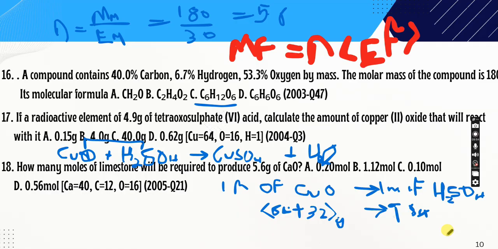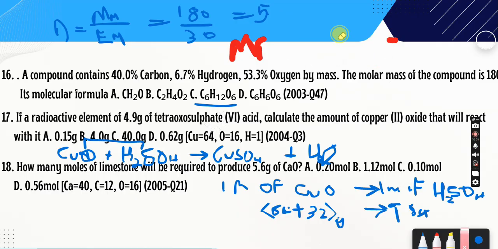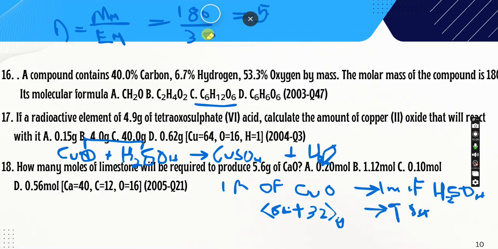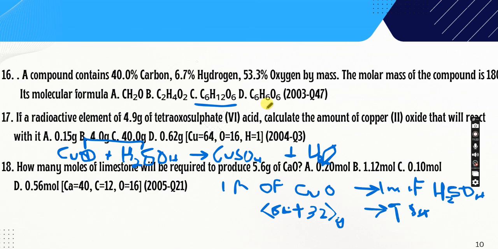So we can use this relationship to look for what we actually need. Oh, this is meant to be 16 since we have just one oxygen there. This is 16. So we have 80 to give us 98.